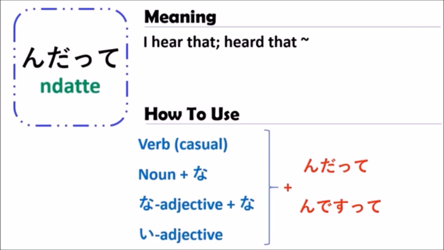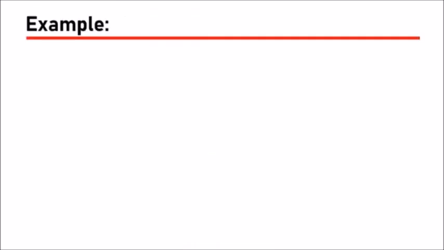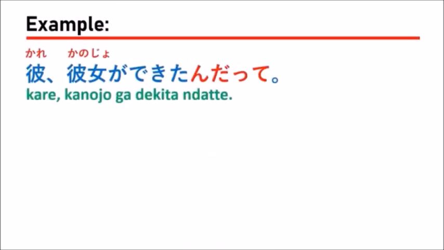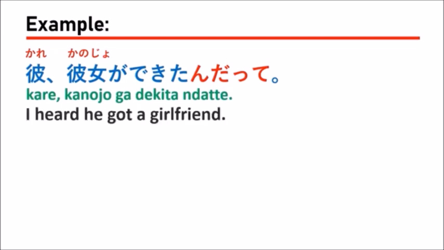To understand more about how to use the grammar of ndatte, let's go see some examples together. The first example: 彼女ができたんだって。Which means, I heard he got a girlfriend.